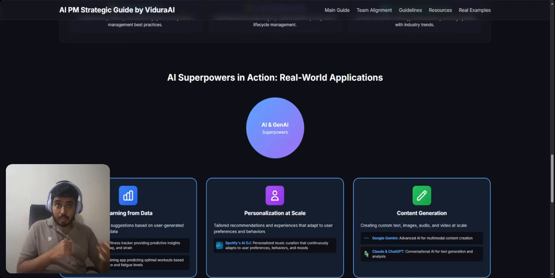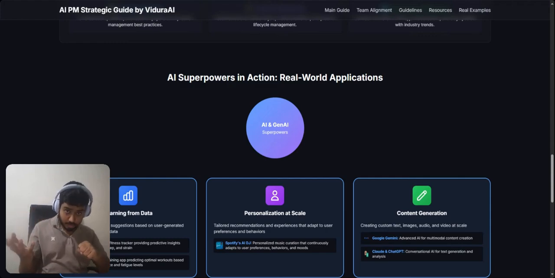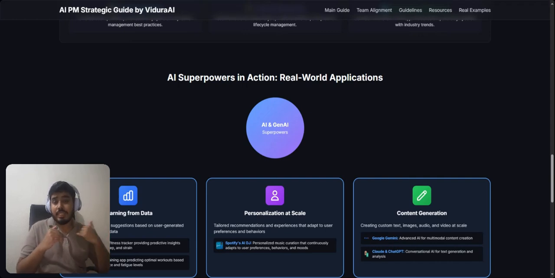For example, I'm taking Whoop. It's a wearable fitness tracker. It provides predictive insights about recovery, sleep, and strength. And the second one, the Fitbot, which is strength training, predicts the optimal workout based on past performance and fatigue levels. So these are not just data dashboards. They are learning systems that get smarter with every interaction.